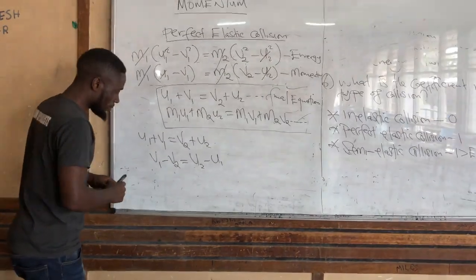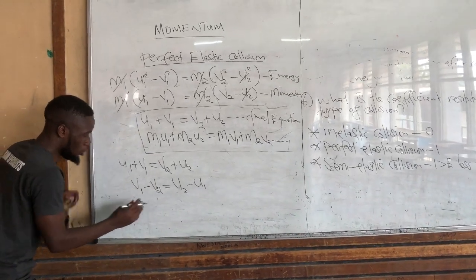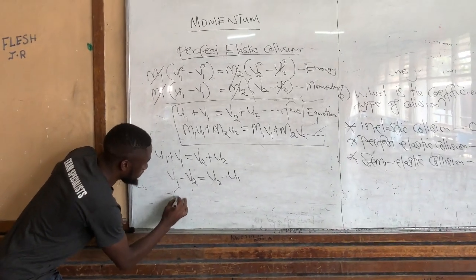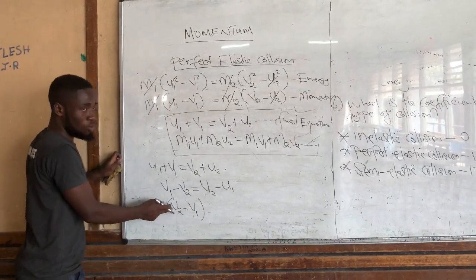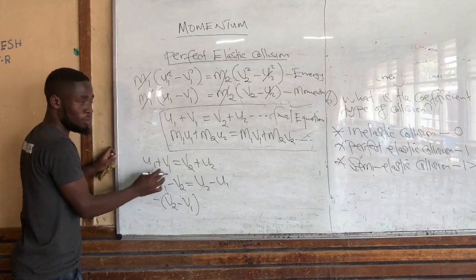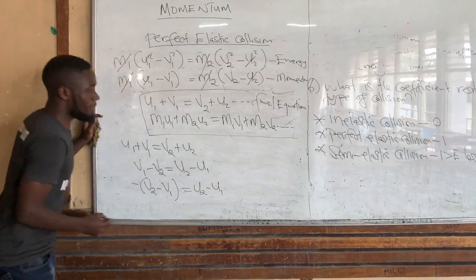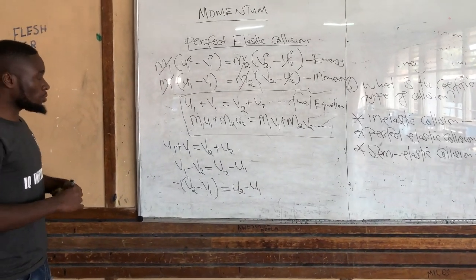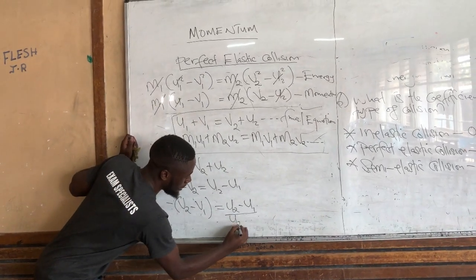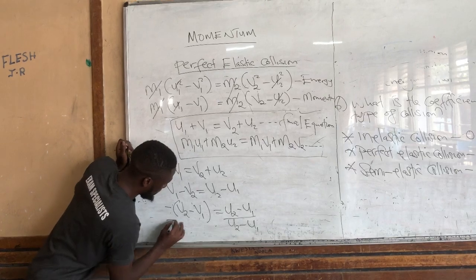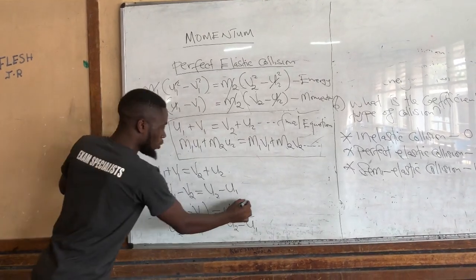So from here, what if now I decide to put this V2 in front here? So it will be negative V2 minus V1. I've not changed anything. This one and this one is negative V2, this one and this one will be positive V1, equal to U2 minus U1. What if now I decide to divide both sides by U2 minus U1? So this and this will cancel here.